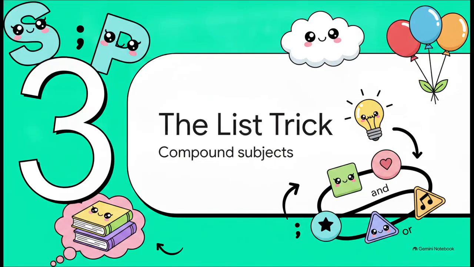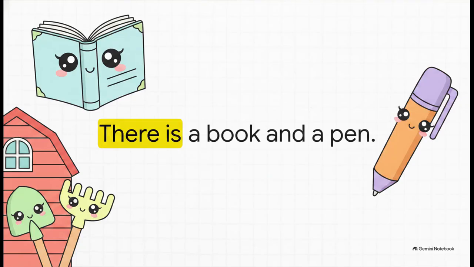Section 3. The list trick. This is a secret little grammar shortcut that native speakers use all the time, often without even realizing it. There is a book and a pen. Wait a minute. 1 book plus 1 pen equals 2 items, right? So why in the world do native speakers so often use the singular there is instead of there are? Think about it. If I'm standing in the barn and I see a shovel and a rake, those are 2 distinct farm tools. Why do I naturally say there is a shovel and a rake in the barn?